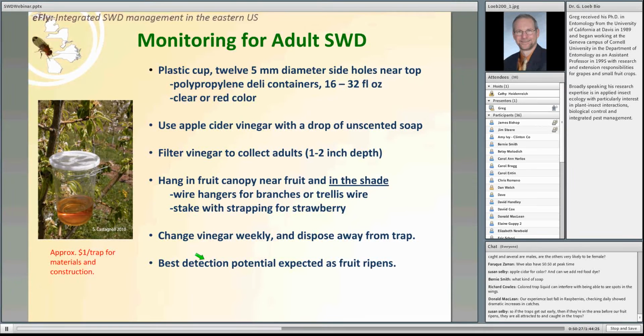Certainly for widespread monitoring, it would be pretty difficult to change on a daily basis, but for a grower at a couple of different sites, that's very possible. So that's an interesting point that it's worth looking at.